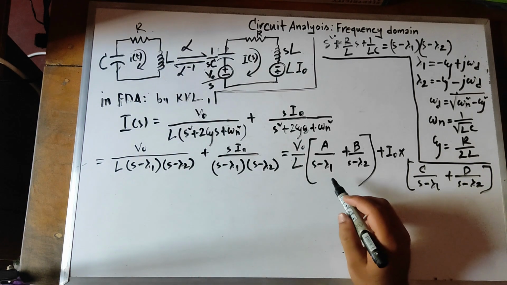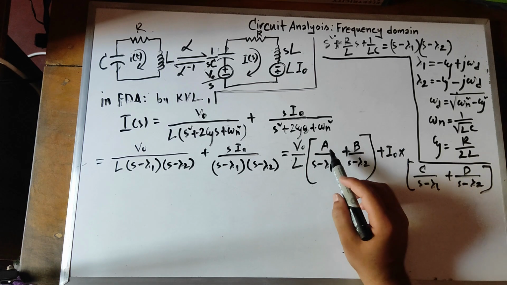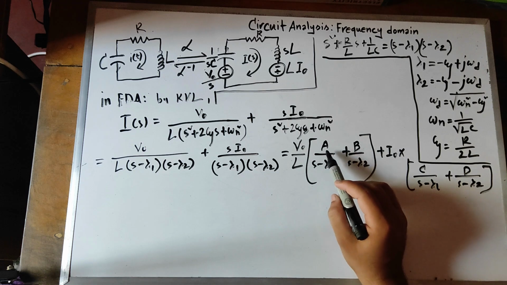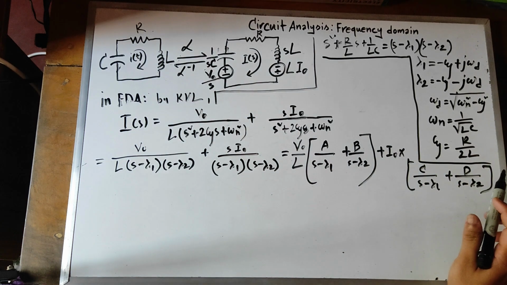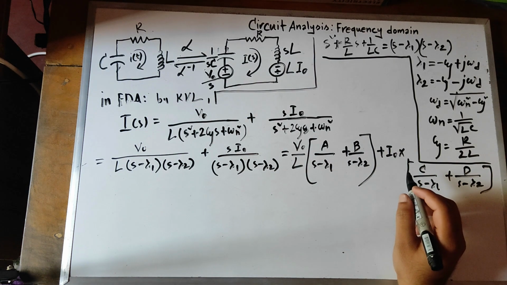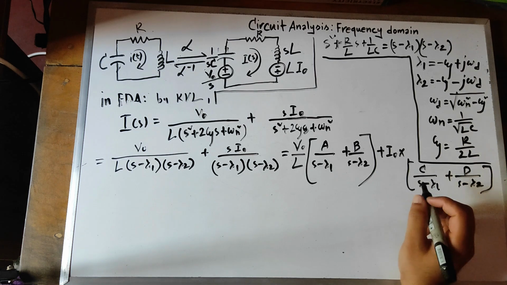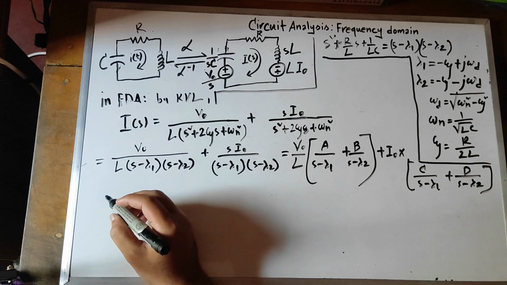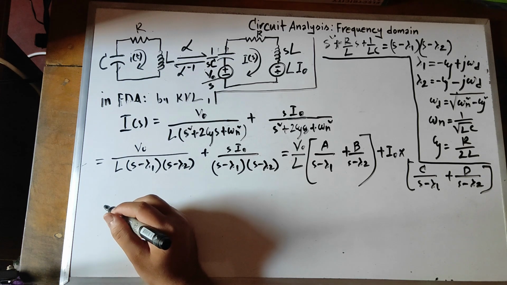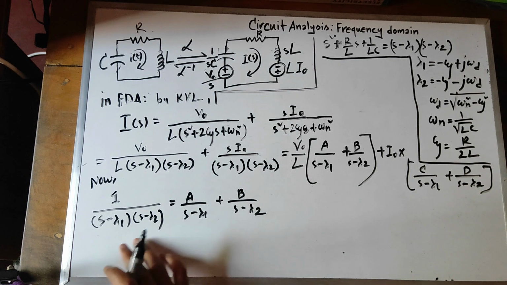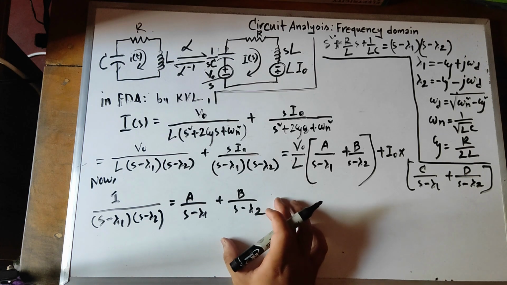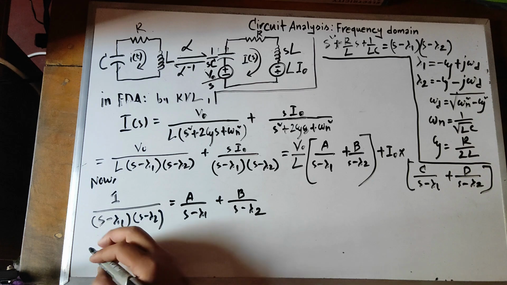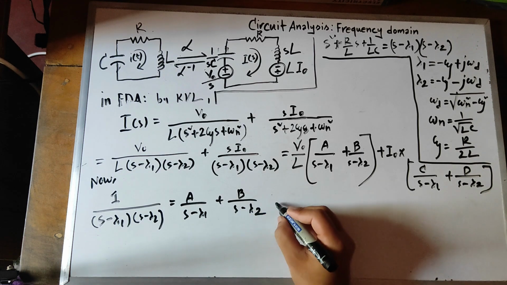So now what we are going to have to do is find these terms A, B, C, and D. To find the arbitrary terms, we have to equate the coefficients. So we found our partial fractions by breaking this term.